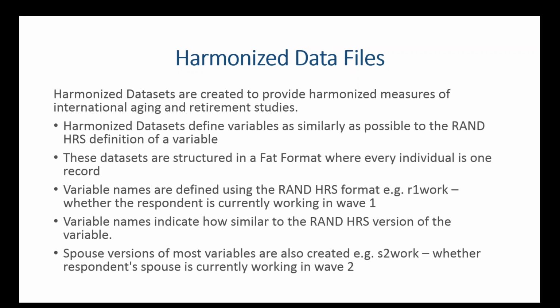One of the things is that it's structured in a wide format. Every individual is one record, and then multiple waves of information are listed out using different variable names. So for the RAND-HRS, it is one data set for the entire 12 waves of the HRS data that you download, which is really nice.